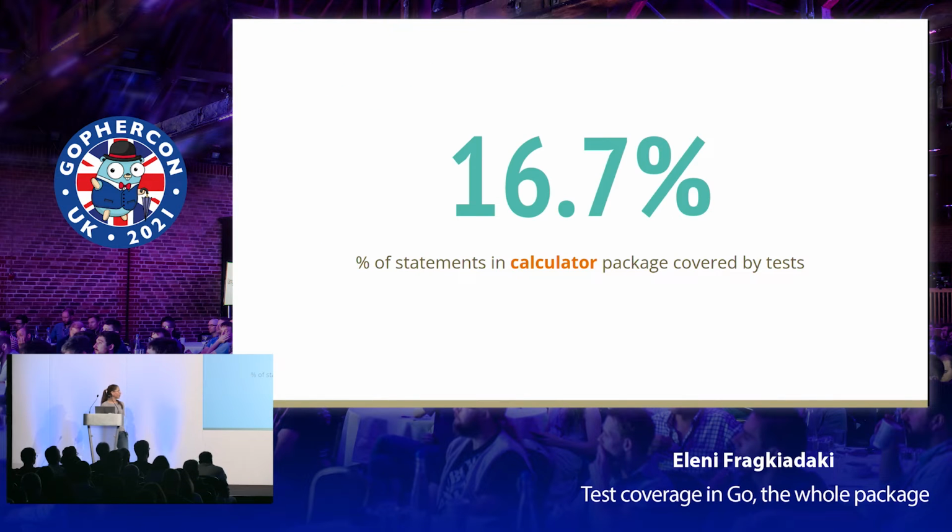But for now, let's focus on this number, 16.7%. This is a percentage, which means that if we had 1,000 statements in this package, 167 of them would have actually been executed by our tests. So we need to have a way of actually calculating those numbers, right? How many statements do we have in the calculator package? How do we know which ones got executed by the tests that we've written? Which is the next thing that we are going to see.